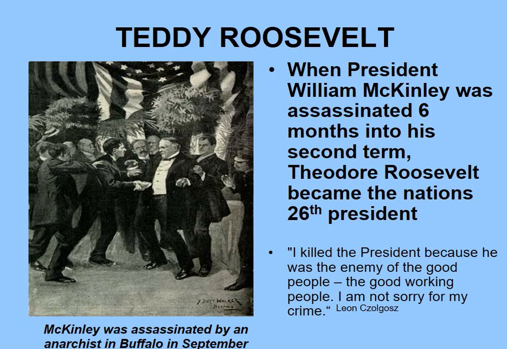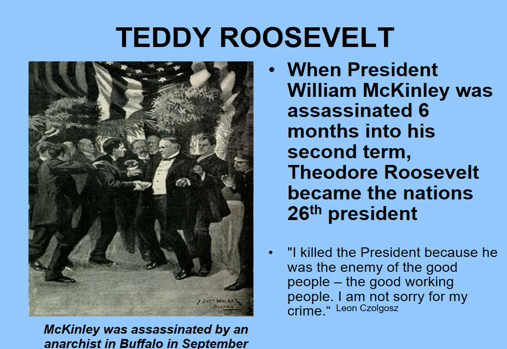All right, so let's talk about how Teddy Roosevelt became president. Teddy Roosevelt was actually the vice president of William McKinley, and McKinley was in his second term when he was at a speaking engagement in Buffalo, New York, and he was shot and killed by an assassin. Now, this assassin was an anarchist and a socialist, and after he shot the president, this is the quote that you see here, he said, "I killed the president because he was the enemy of the good people, the good working people. I am not sorry for my crime."